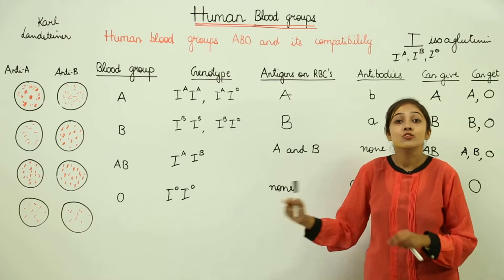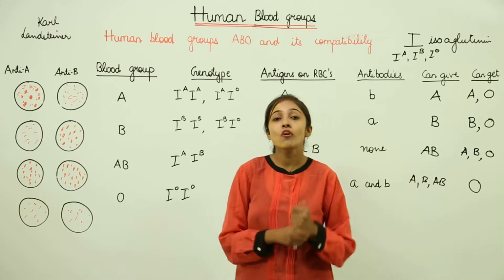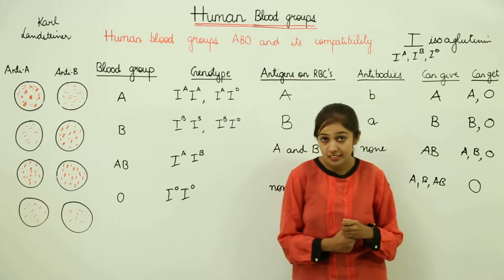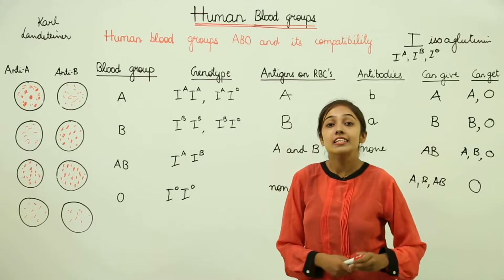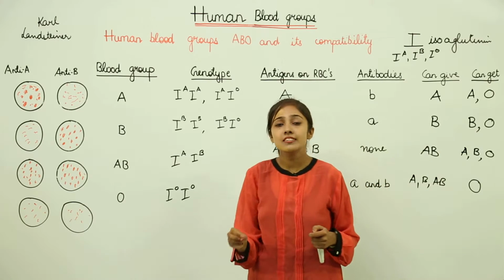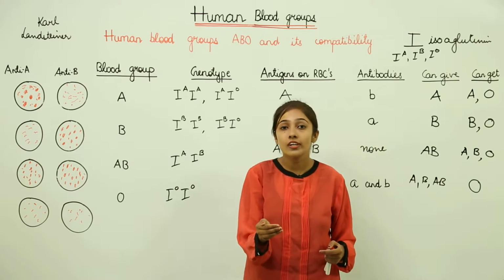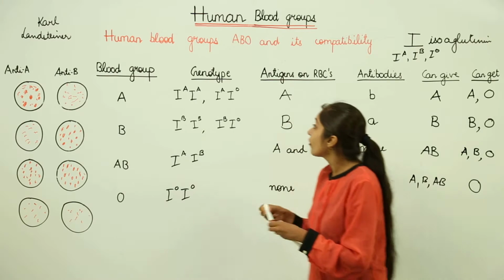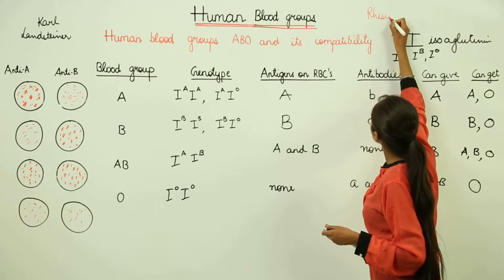And O is universal donor. The next factor, very important one, is the Rhesus factor. Now in some cases, in some persons, there is Rhesus positive blood. Rhesus positive blood means their blood, their RBCs have another antigen that we call as Rhesus antigen. What is that? That is actually Rhesus antigen.